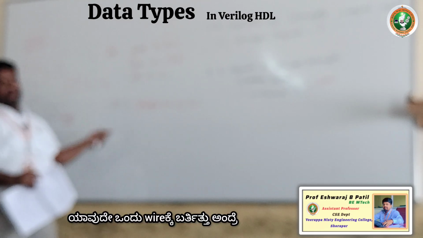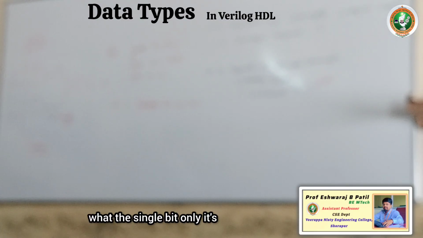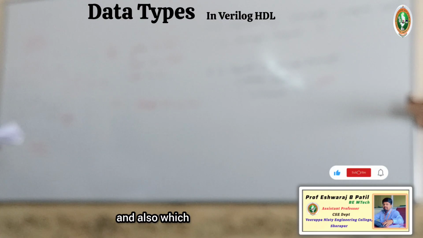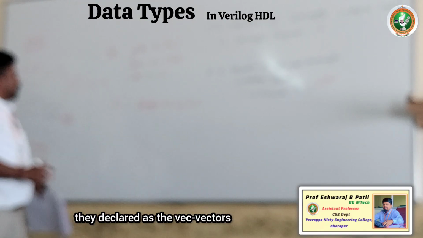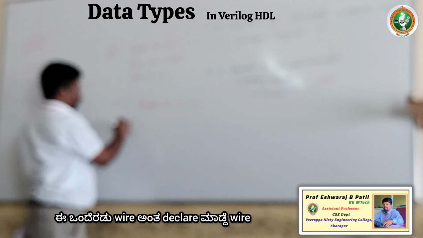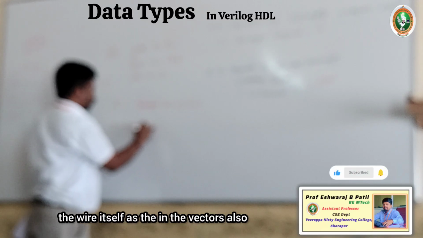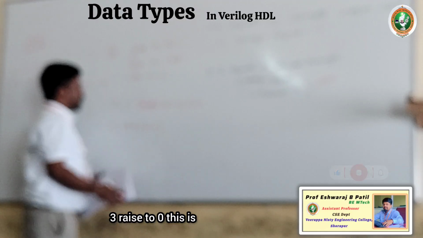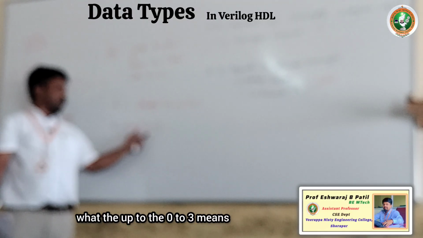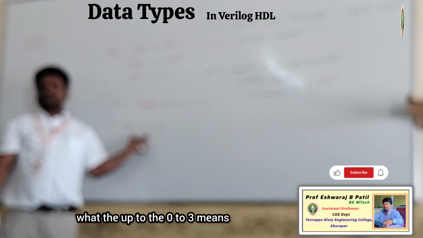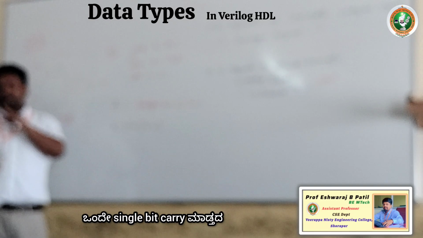If you are declaring a wire, it will carry only a single bit. That is compulsory, unless they are declared as vectors. You can also declare the wire as a vector, like [3:0]. This wire carries 0 to 3, which means 4 bits of information. By default it carries a single bit.